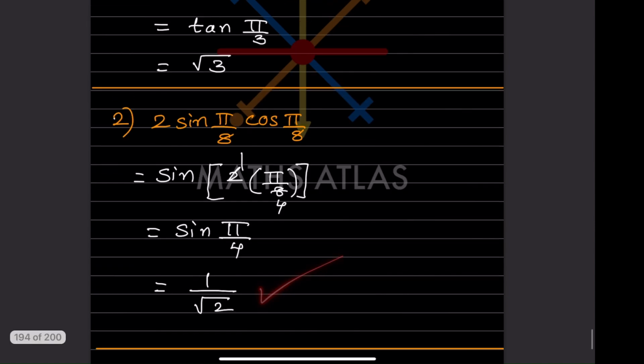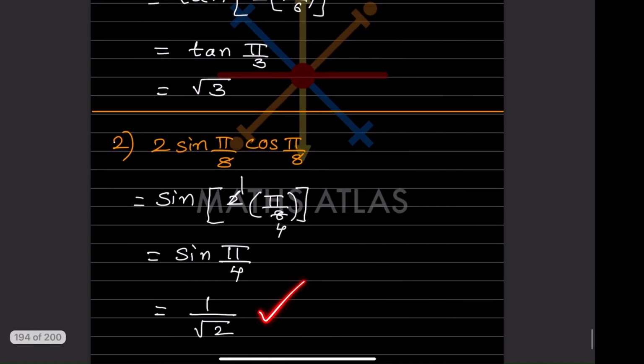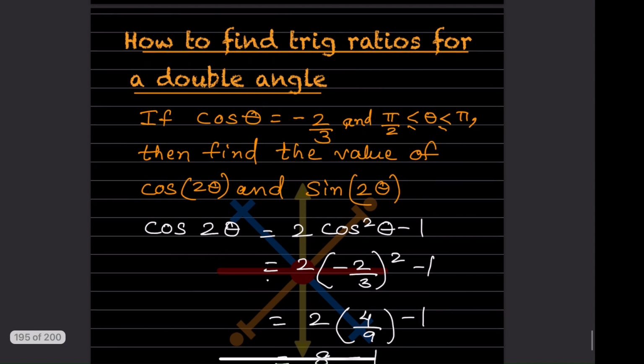So this is the answer, because what they have asked here is: simplify and then evaluate. Evaluate means you have to write the final answer for this one. Now, how to find trigonometric ratios for a double angle? This is the question here.